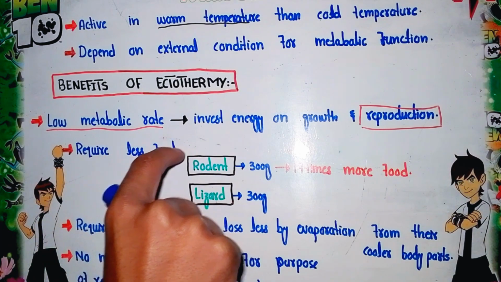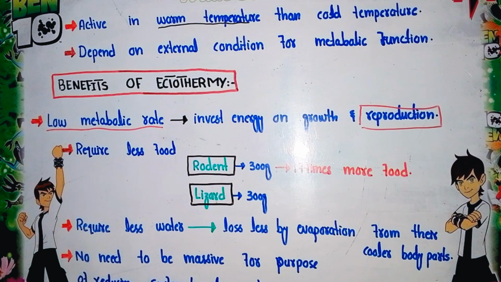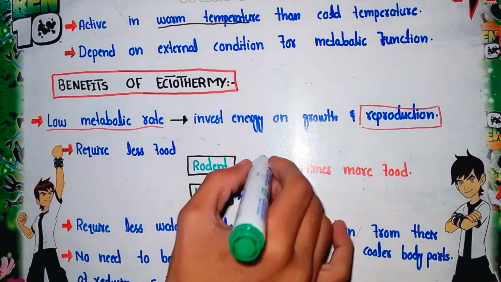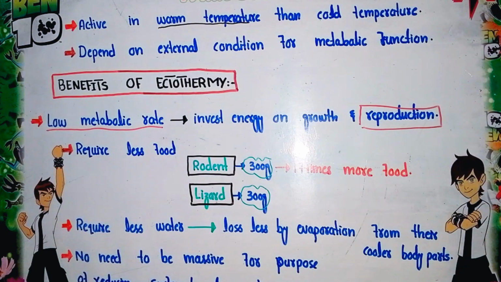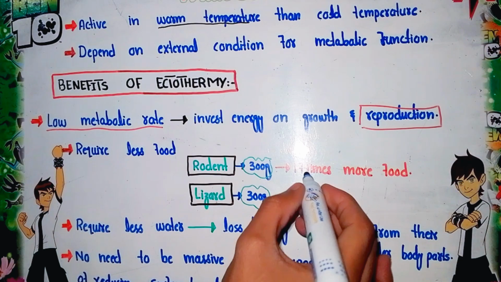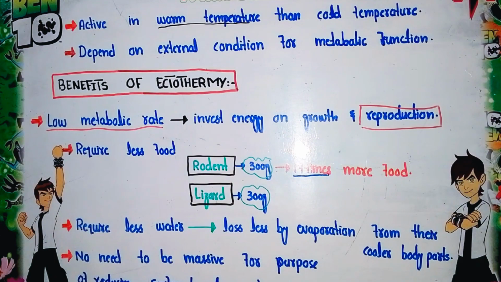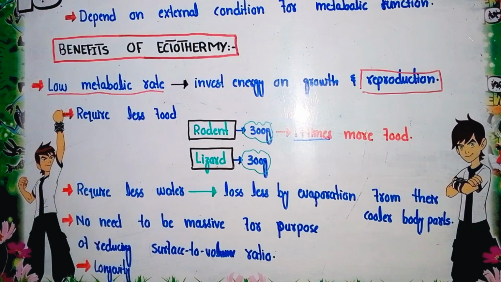Now both the endotherm and the ectotherm live in the same habitat and consume the same type of food. Suppose both have the same size, 300 gram, live in the same habitat and feed on the same diets. So the food requirement of the endotherm is 17 times more than the ectothermic animal. Because of their high metabolic rate, they will require more food as compared to the ectotherm. So this is the second benefit to the ectothermic animals.